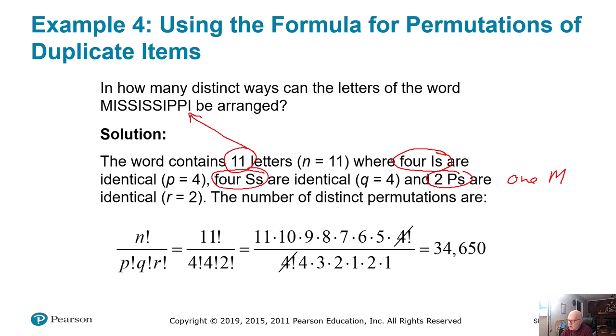So here's the formula. The total on the top, we've got 11 factorial. On the bottom, 4 factorial. Those are the I's perhaps. 4 factorial for the S's. 2 factorial for the P's. And although we don't need it much, to complete it, times 1 factorial for the M. 34,650 ways of taking the letters in Mississippi and juggling them around and getting something different.